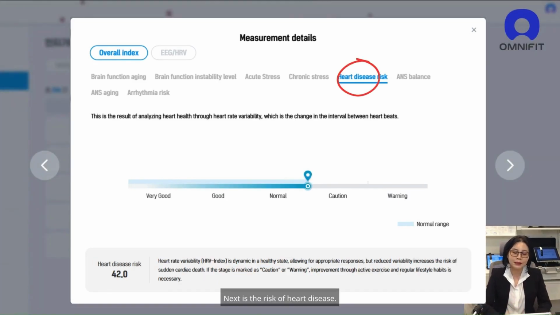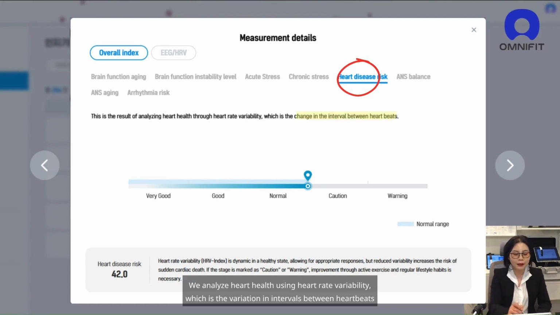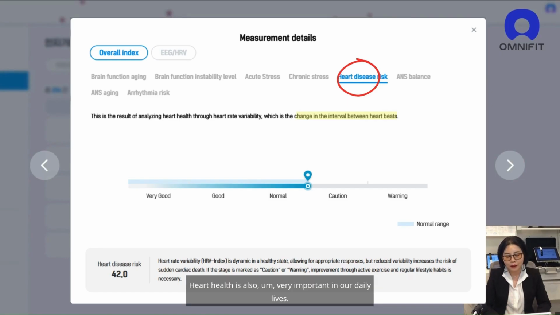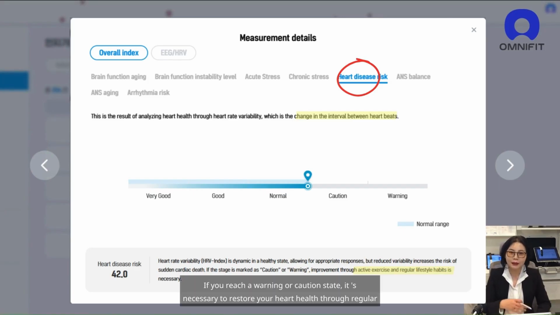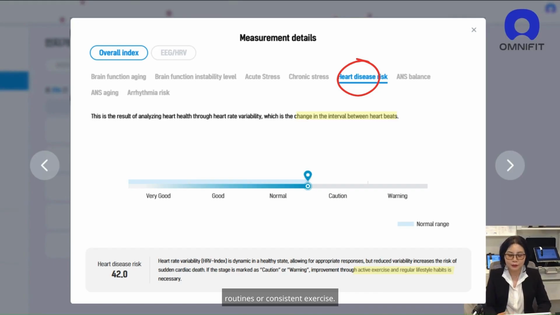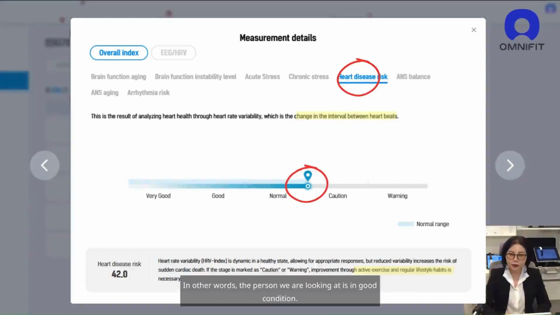Next is the risk of heart disease. Again, we examine all these indicators through HRV. We analyze heart health using heart rate variability, which is the variation in intervals between heartbeats. Heart health is also very important in our daily lives. If you reach a warning or caution state, it's necessary to restore your heart health through regular routines or consistent exercise. In other words, the person we are looking at is in good condition.